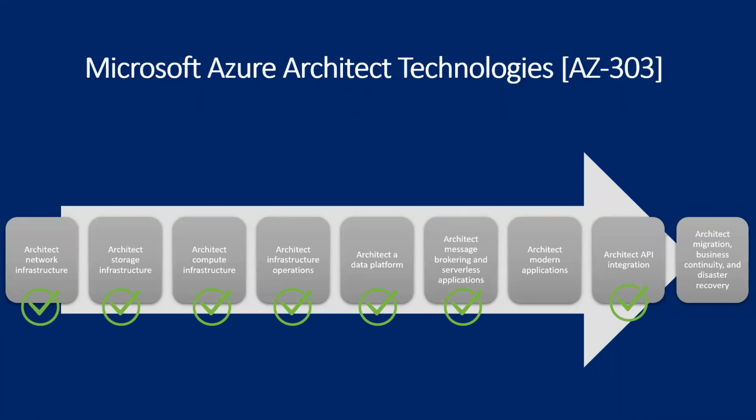This week we are going to cover the architect modern application and all other topics. Most of the things we have covered, and once we complete the modern authentication, we'll be moving into migration, business continuity, and disaster recovery. By completing these two chapters, we will be completing the AZ-303 certification topics.